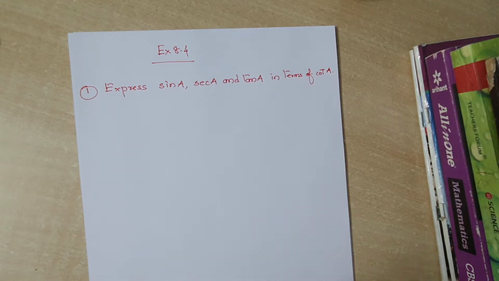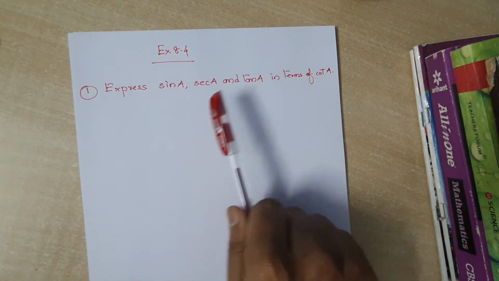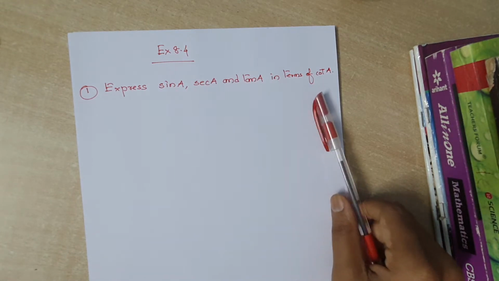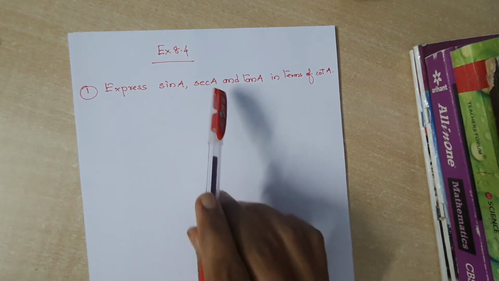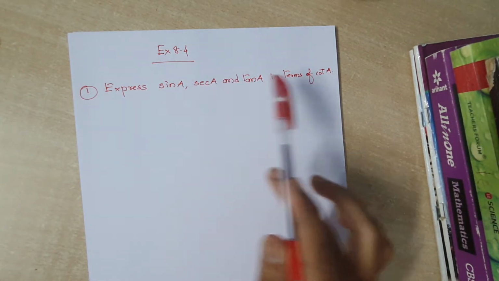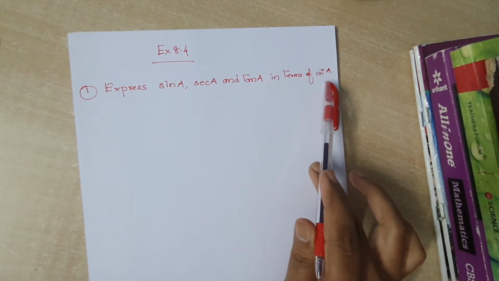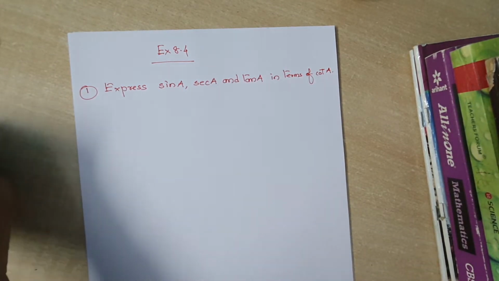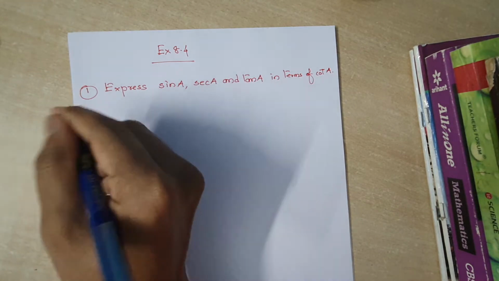In exercise 8.4, a few questions are remaining, so let us discuss that. Express sin A, sec A and tan A in terms of cot A. So let us express sin A, sec A and tan A in terms of cot A. For example, how can we express sin A in terms of cot A?